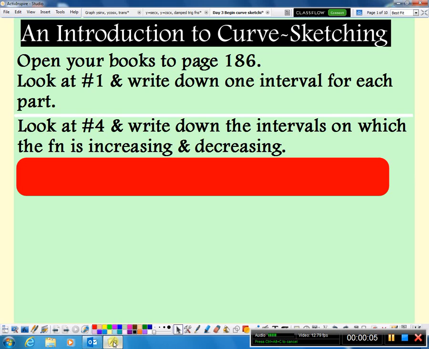Today I'm at the math contest, and we're going to still move forward with curve sketching, which has some really pretty awesome stuff that we're going to do. Now, what I'd like for you to do first is turn in your books to page 186, okay?